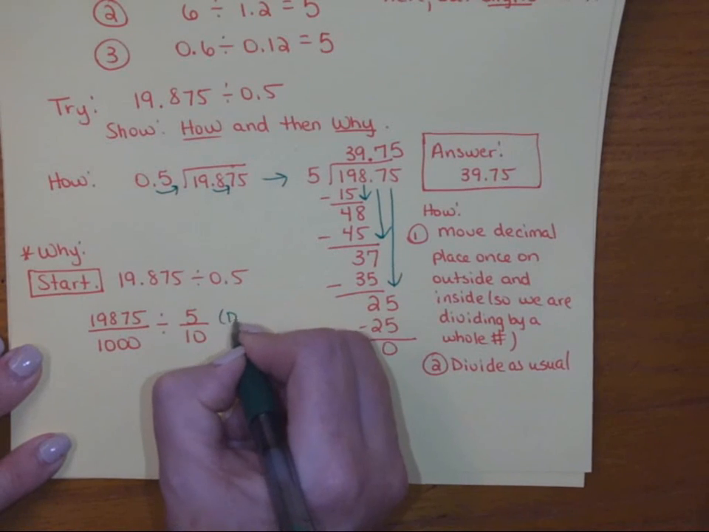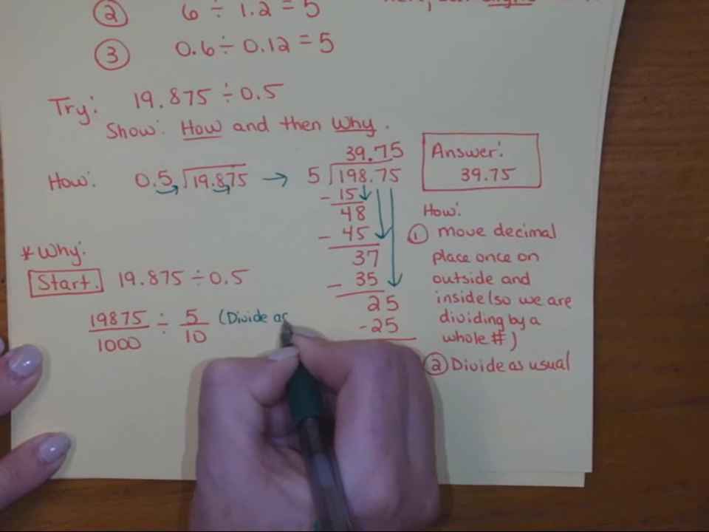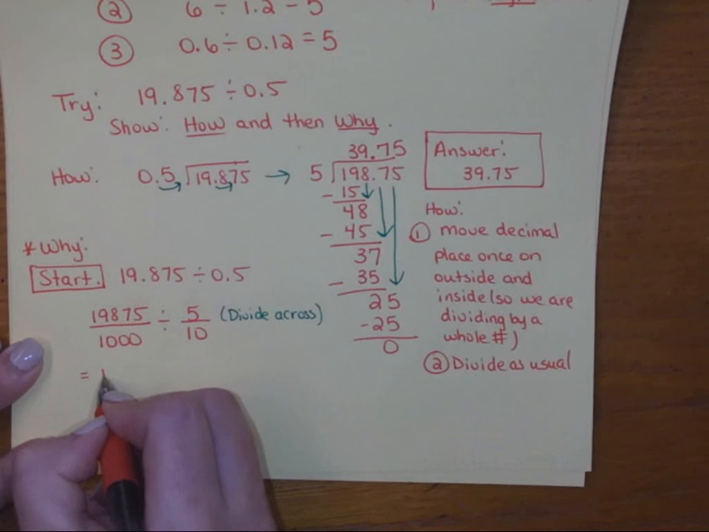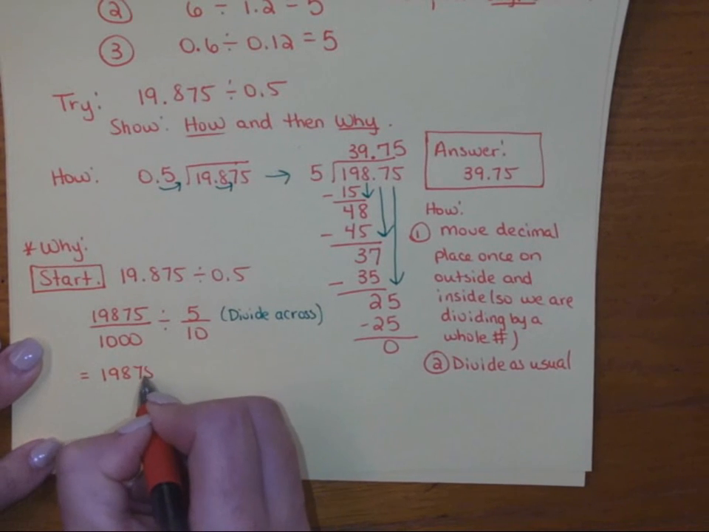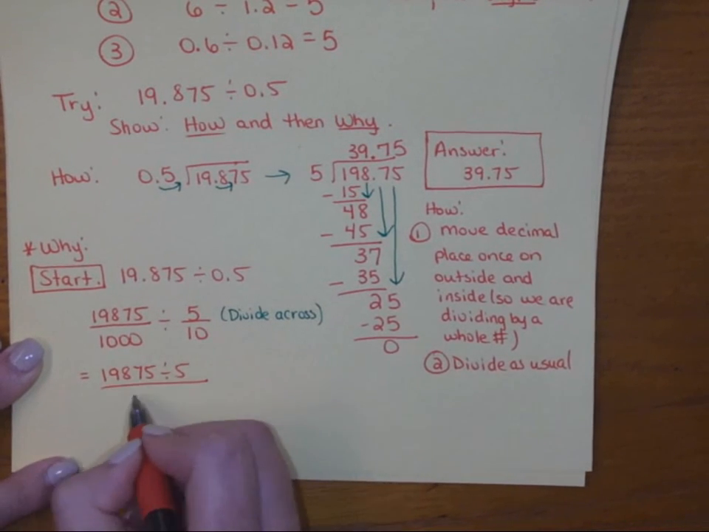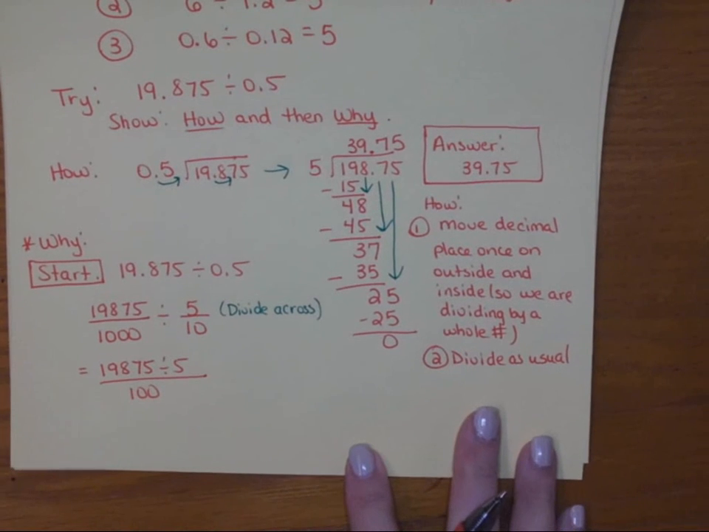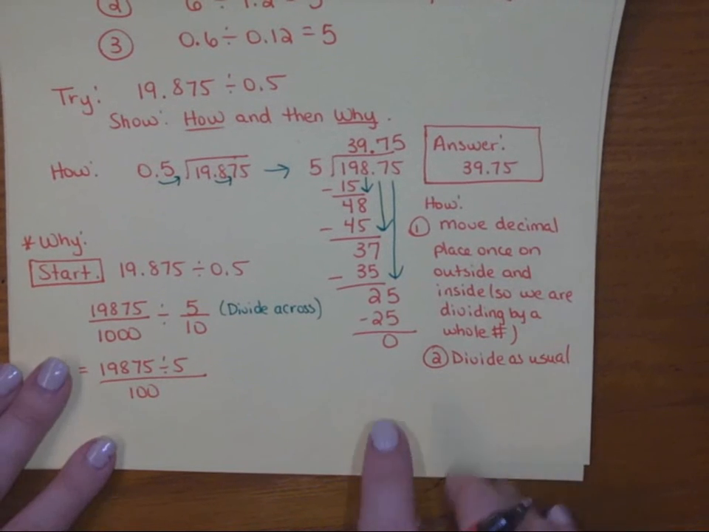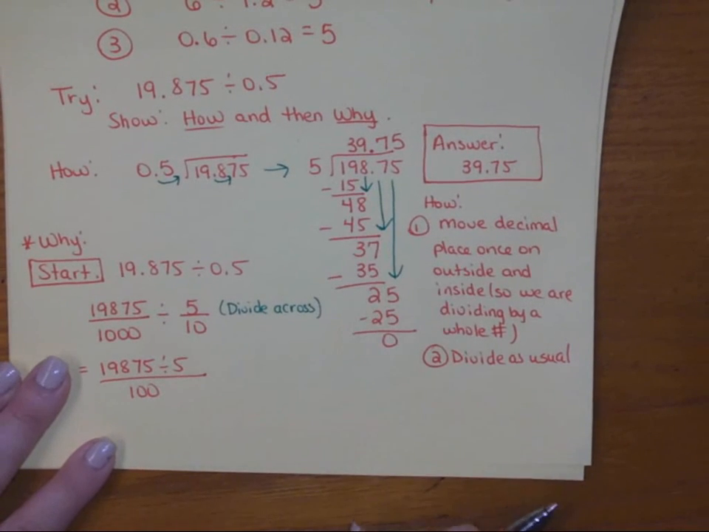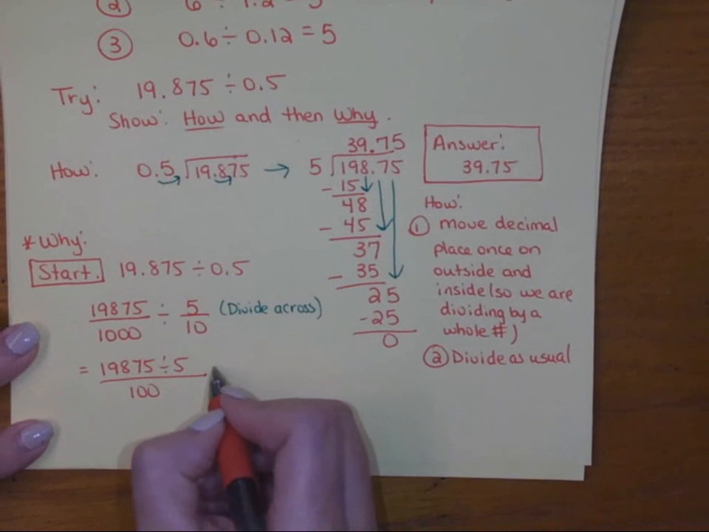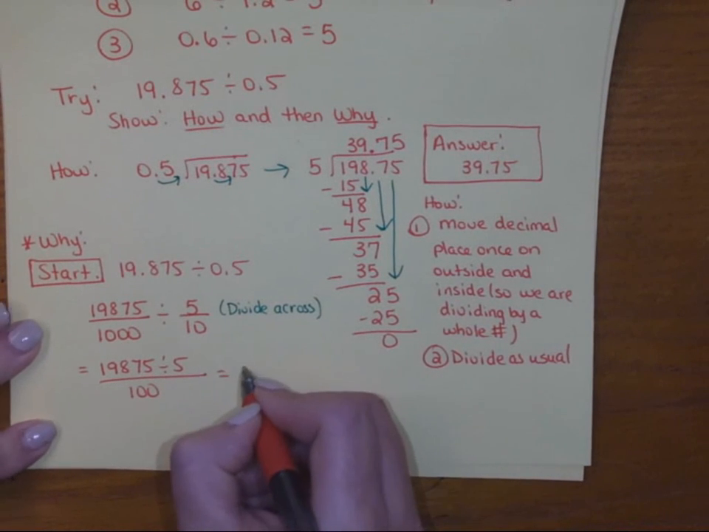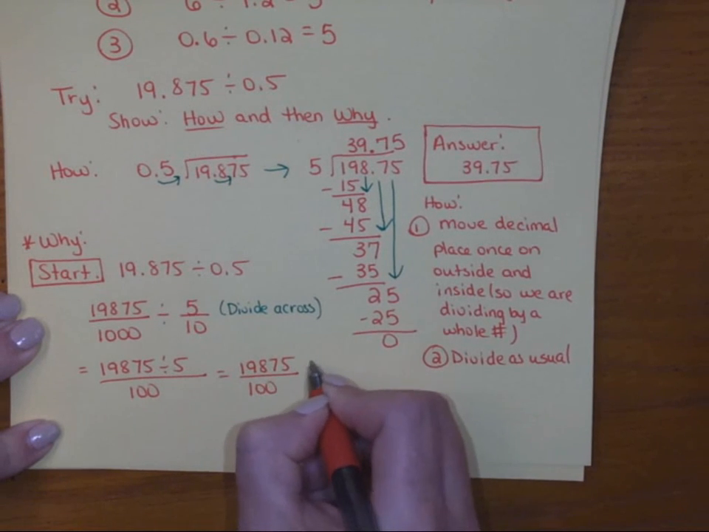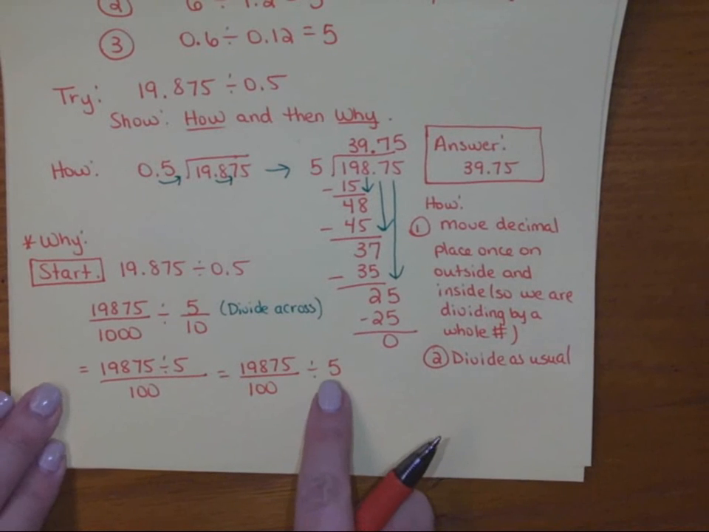Okay, so now we can just divide across, just like you can multiply across, we can divide across. So let's talk about what we get. We get 19,875 divided by 5. And then on the bottom we get 100. So notice that is not quite what we should end with, right? We have to end with what we actually did, which is 198.75 divided by 5. So kind of like I did on the last one, I'm going to kind of move the 5 off to the side. Okay, so at least I have the divided by 5 part right.